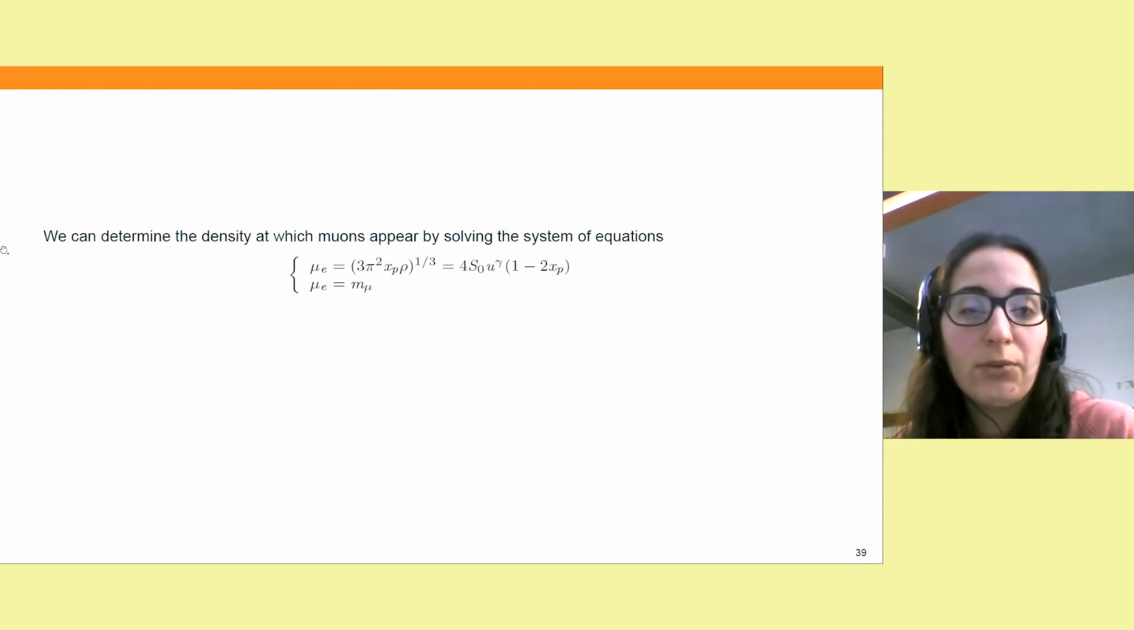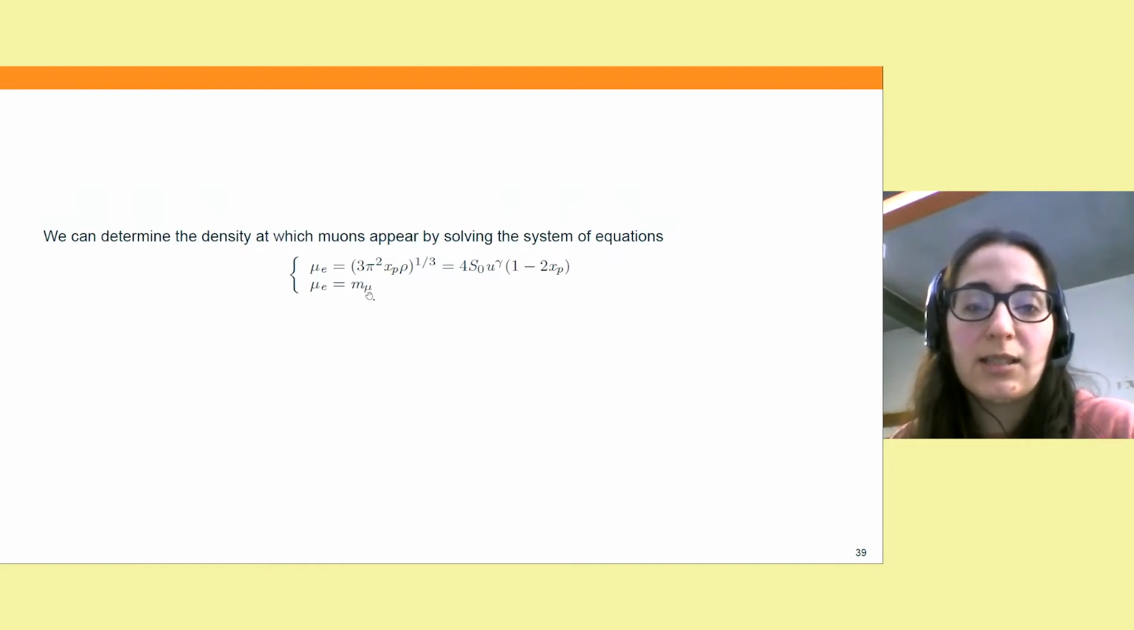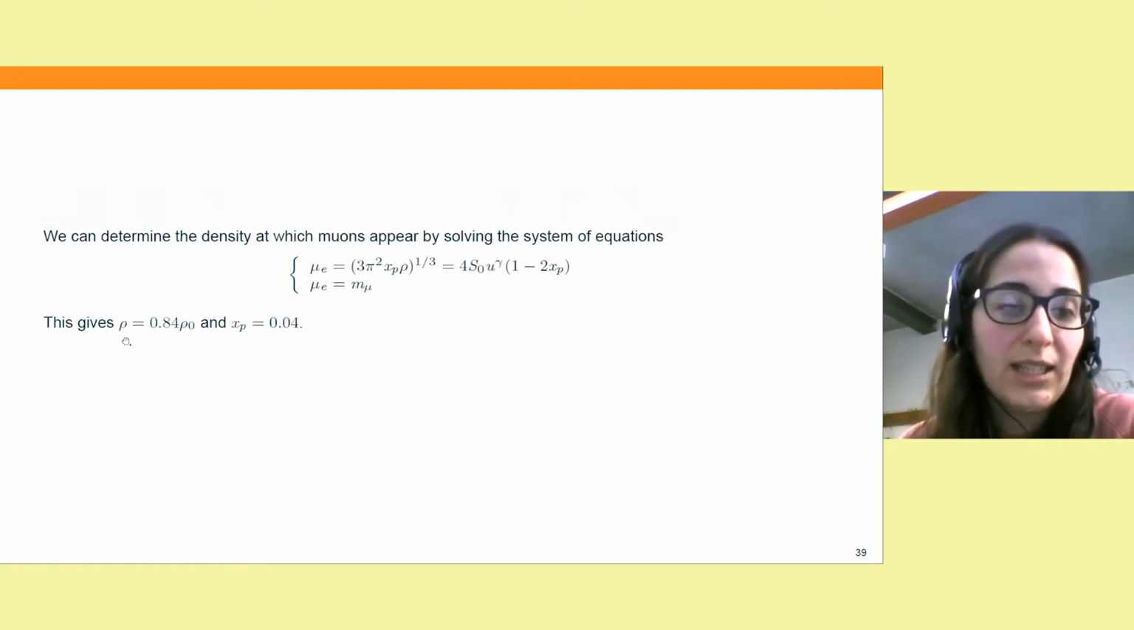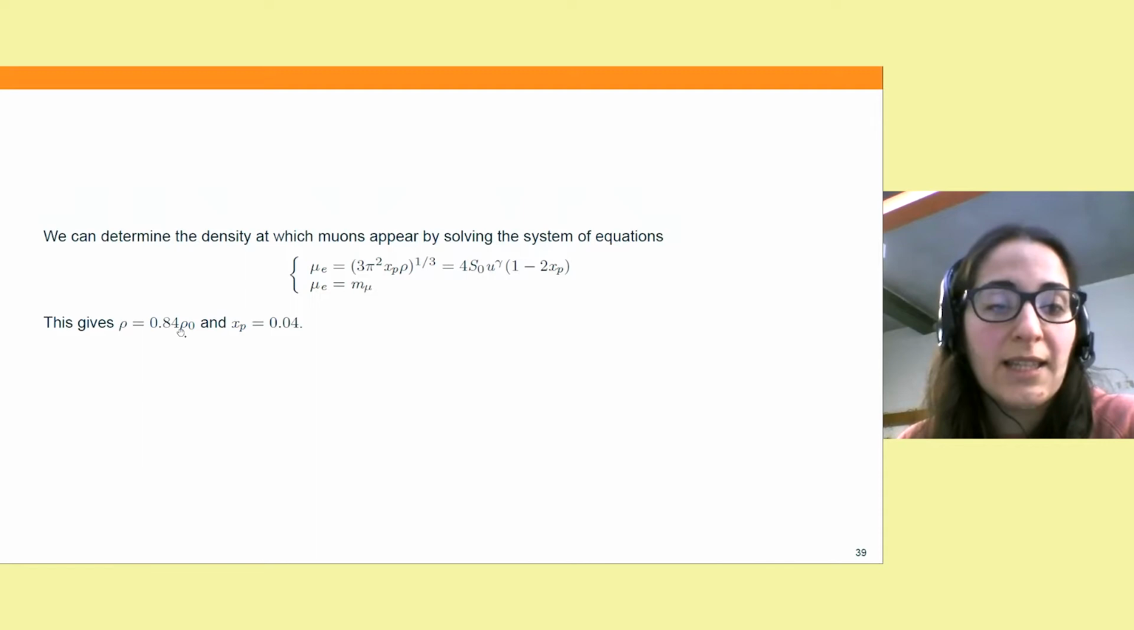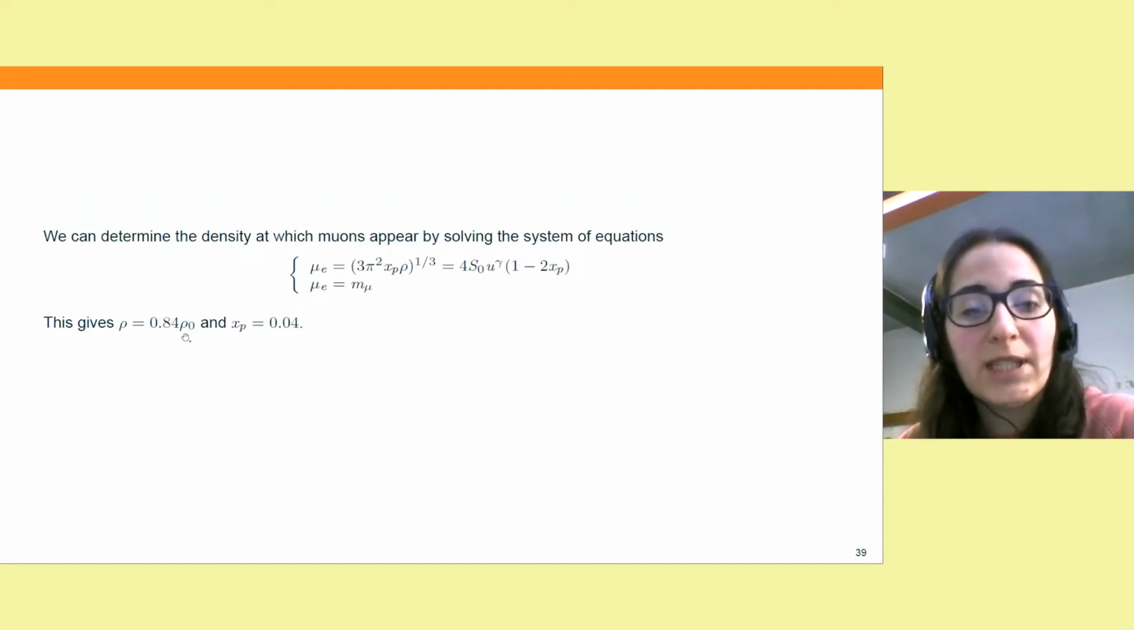And so first of all, we will determine the density at which muons appear just by solving this system of equations. For the electron chemical potential, we know its expression, but we also know that we want to impose that its value is the muon mass. And if we do that, we get that the muons should appear at a density of 0.84 times saturation density. And this happens when the proton fraction is 0.04. Okay.